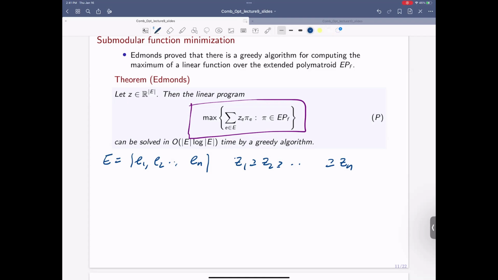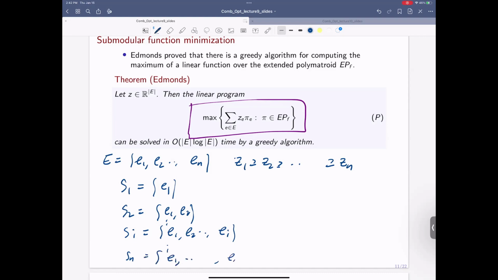What I'm going to do next is the following. I'm going to define a sequence of subsets, a chain. S1 is the element E1, and S2 is the elements E1, E2. And Si is the first top i elements. You repeat, and Sn has the entire set of elements.